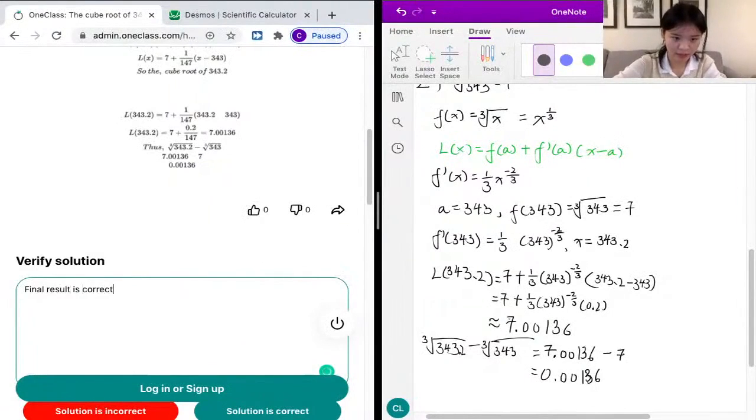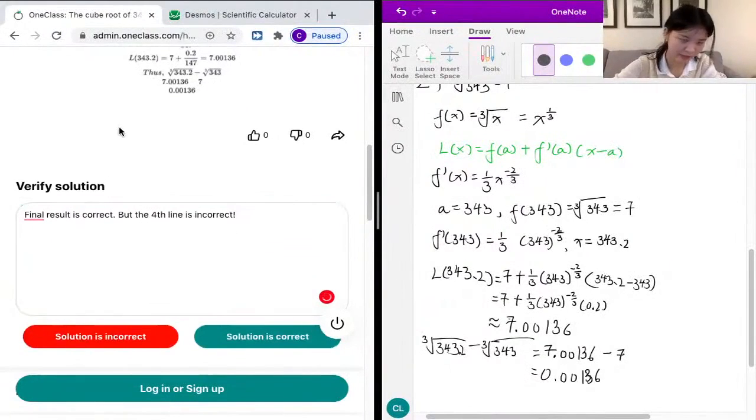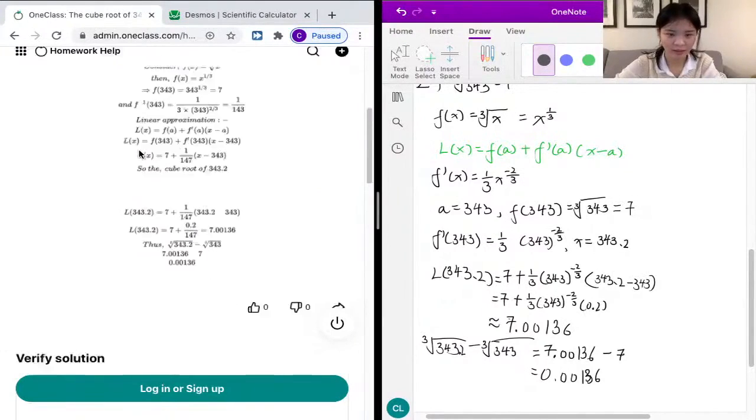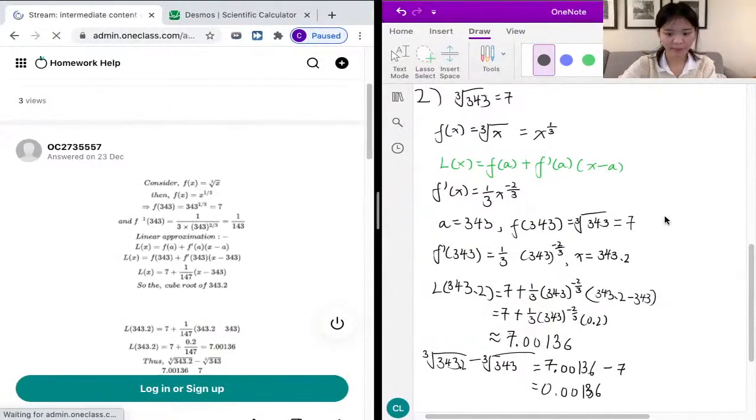Cool. Okay, so their final result is correct, but the fourth line is incorrect. Okay, and we'll just say the final solution is correct, but you need to get the steps right, or else it's kind of confusing and it doesn't quite make sense because you had incorrect steps and then you had the correct solution, which is odd. Okay, let's just say solution is incorrect. And over here, now we're moving on to our third.